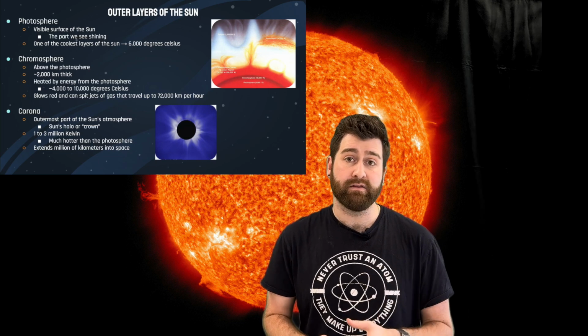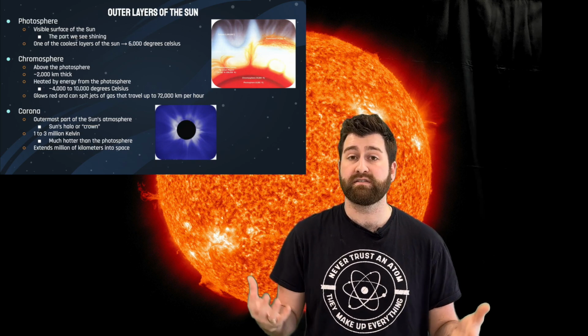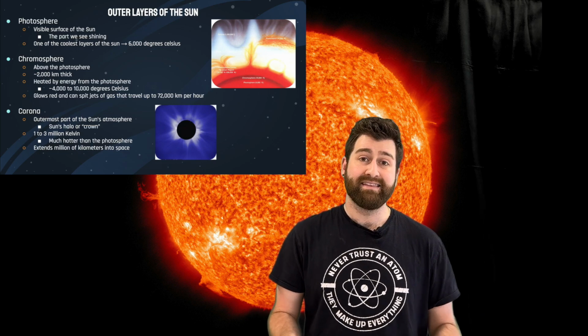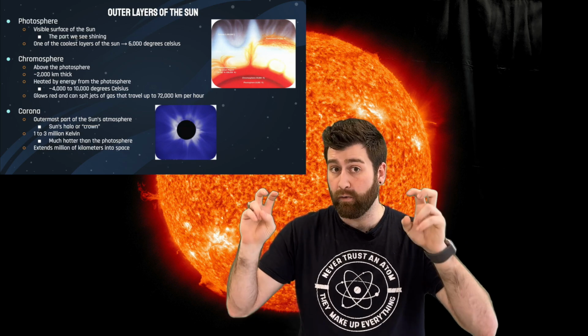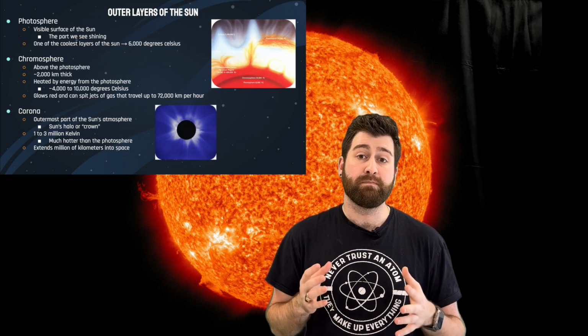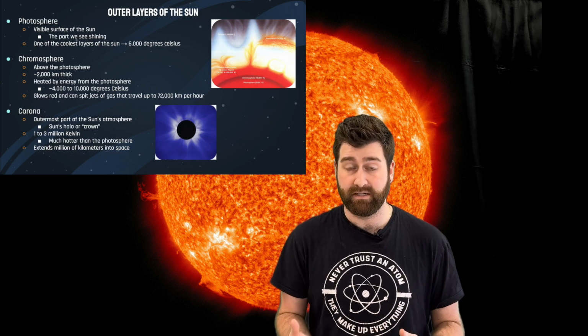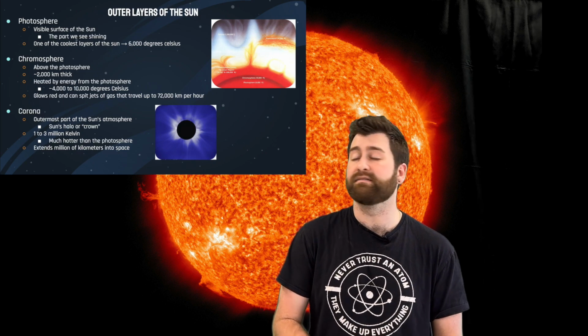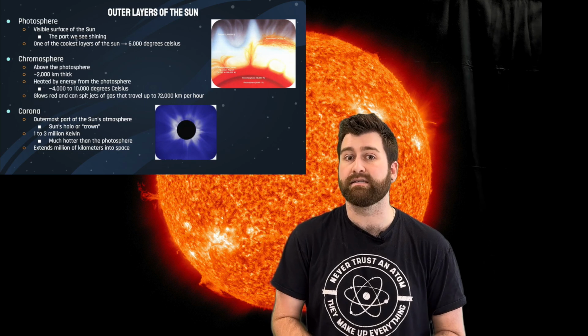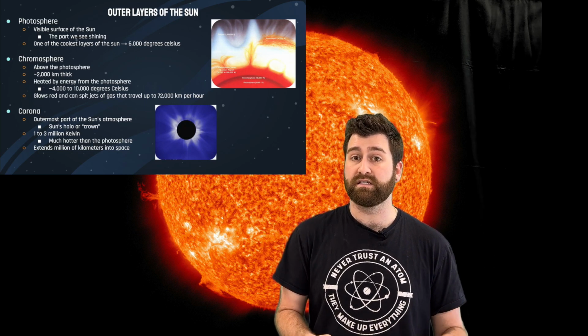Now, the final layer that we're going to look at with the sun is the corona, which is the outermost part of the sun's atmosphere. And this is the sun's halo, or crown, which can be seen during a solar eclipse. It's actually much hotter than the photosphere, reaching temperatures of 1 to 3 million Kelvin, which I know is different than Celsius, but it's another measure of temperature that scientists use. And this corona extends millions of kilometers outwards into space.